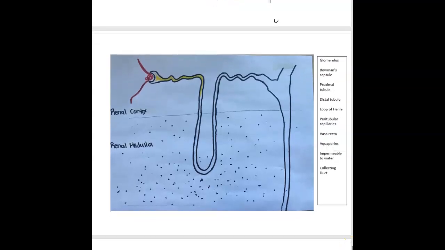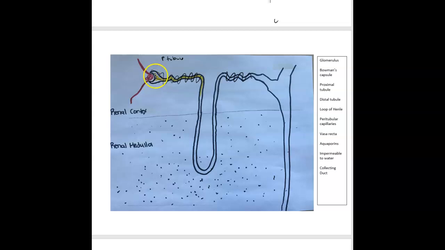Here is our afferent. Here's our glomerulus. Here's our Bowman's capsule. And our filtrate is passing through. Here we have our proximal tubules. And we know that we have our peritubular capillaries around here. And then we have our vasa recta all around the loop of Henle.